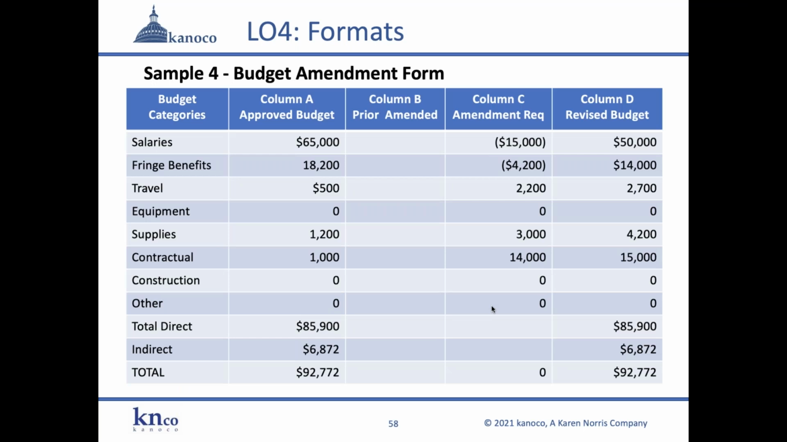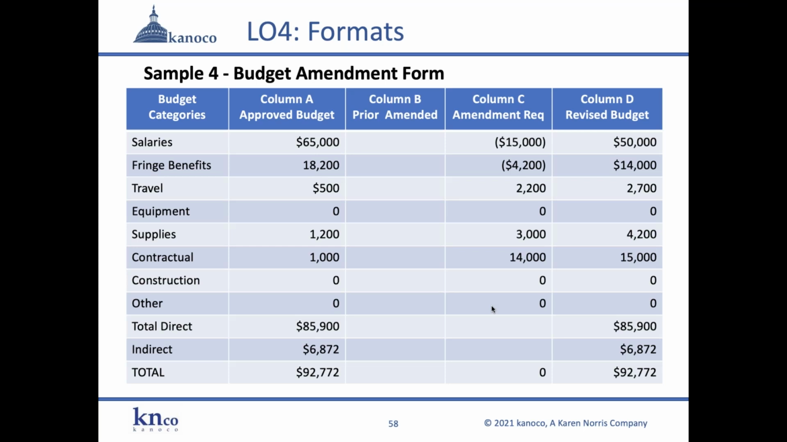I like these formats for budget amendments. I'm giving you two different types of budget amendments that are in a table form like this one. So here, this one allows for a prior amendment, a column B, and if there was more than one prior amendment, you can add a column C. You can expand this. But here is, let's say, what I like about it. Column A is the approved budget. This is the original budget.